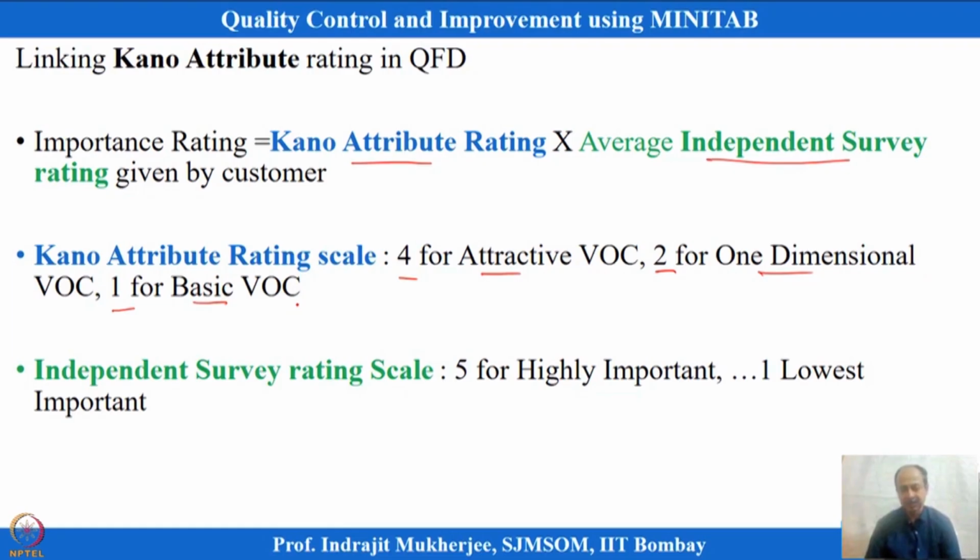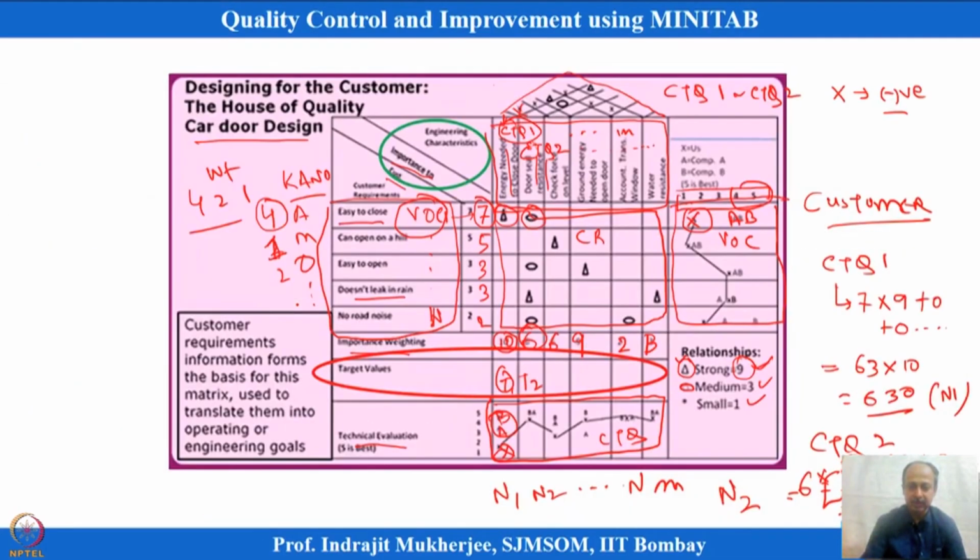So, most of the time, we are only interested in attractive, one dimensional and basic. So, ratings can be 4 to 1, and that can be multiplied with the survey ratings in a scale of 1 to 10. I have shown that earlier in the QFD matrix we have drawn over here. This number 7 which is given by the customer can be multiplied with 4 over here, and overall I can increase the number over here.